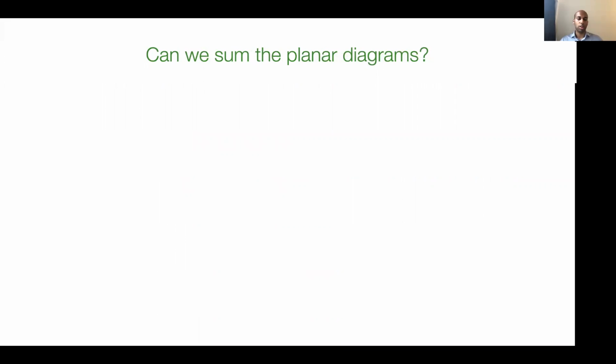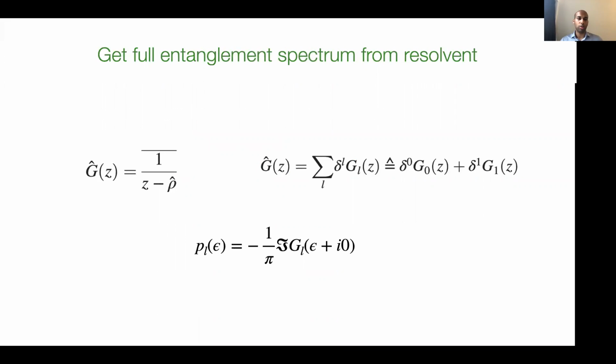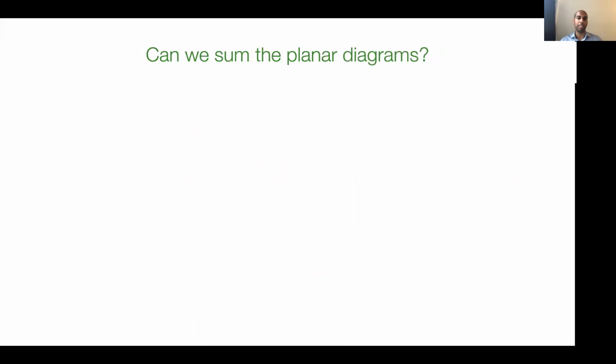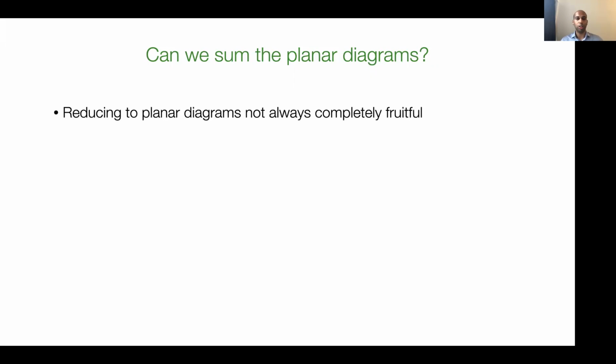So now we want to calculate this Green's function. You could imagine expanding this resolvent and evaluating all the orders of all the moments of rho, which we know are planar diagrams. So the question is, can we actually sum the planar diagrams? It's not always useful that we've reduced to planar diagrams, because you still have an infinite sum of them. You need to sum them up to get a Green's function.